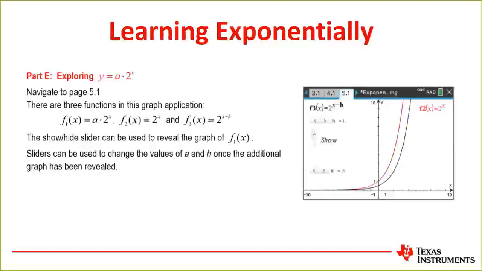Next one is part E, exploring the graph of a times 2 to the power of x. There are 3 functions also in this page, and the show hide slider again can reveal the graph of f1 of x, which is a times 2 to the power of x. What students are asked to do here is explore values of a and h for those graphs of 2 to the power of x minus h and the graph of y equals a times 2 to the power of x.